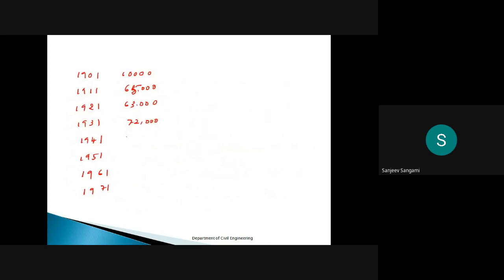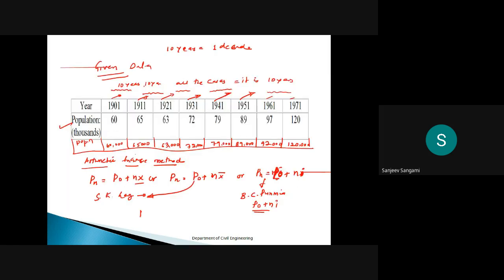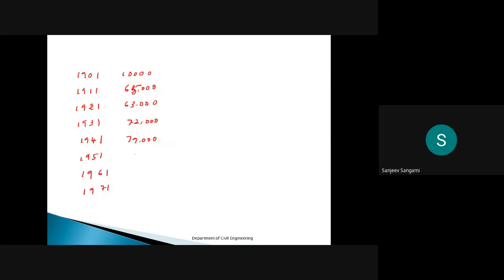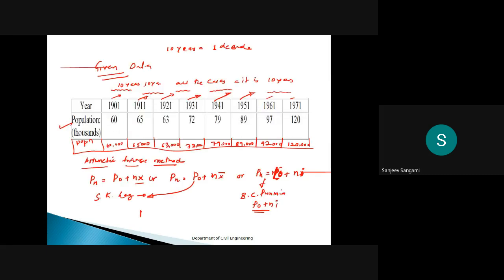Then here it will be 79,000. Then here it will be 89,000, 97,000, 120,000. So then this is the year, then this is the population.